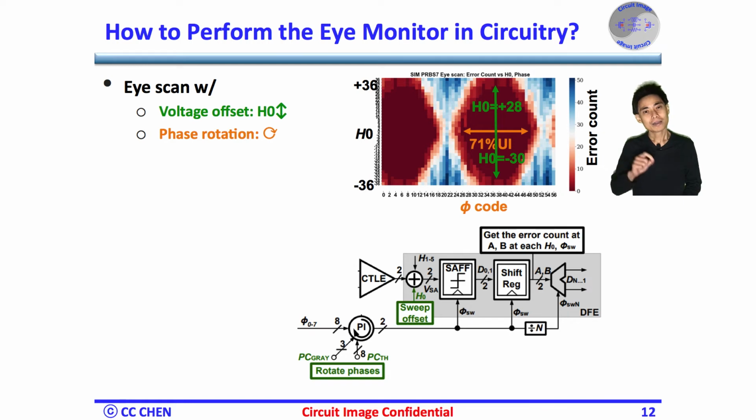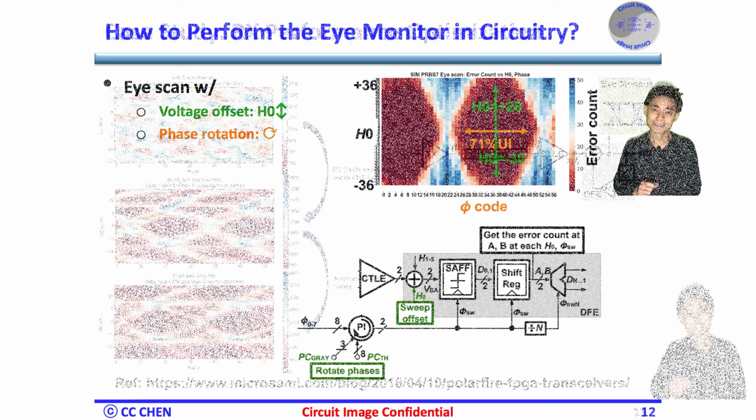First, the vertical voltage scan can be done by any voltage offset added at the sampler input. So, more errors will show up if the offset on both sides is too big. Similarly, the horizontal phase scan can be done by any phase movement swept at the clock sampling phase. So, more errors will show up if the phase code is chosen at the data transition or eye boundary.